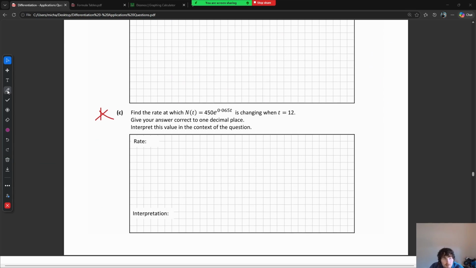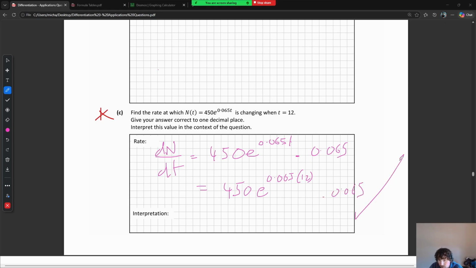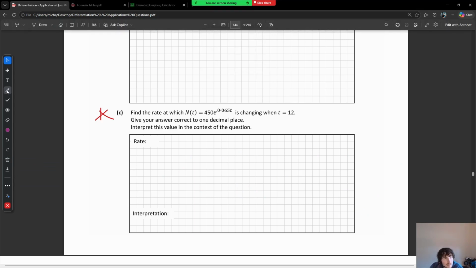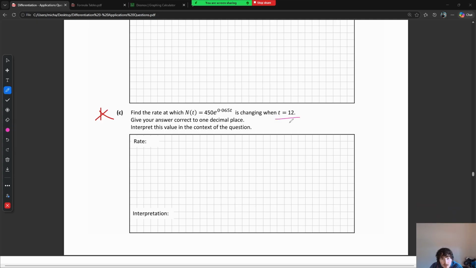And then it says here, find the rate at which this is changing when t is 12. Give your answer correct. Okay, so that's easy. I'm sure everyone can do this. It's just dn dt, isn't it? The derivative of this is 450 does nothing. The exponential stays exactly the same. And then you just multiply by the derivative of the power, which is 0.065. Great, and you sub in 12. So 450 e to the 0.065 times 12 multiplied by 0.065. I'm sure you can type that into your calculator, that's fine. For the sake of time, we'll move on. That would have had units now. We need to talk about units. So assuming t was in hours, that was dn dt, right?